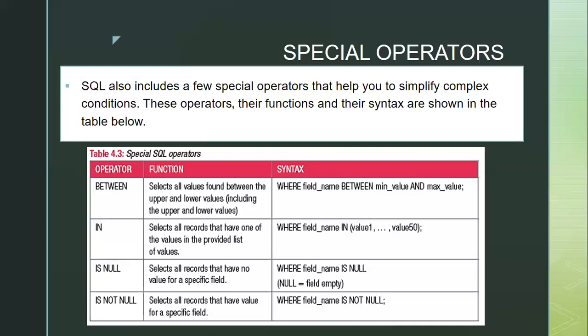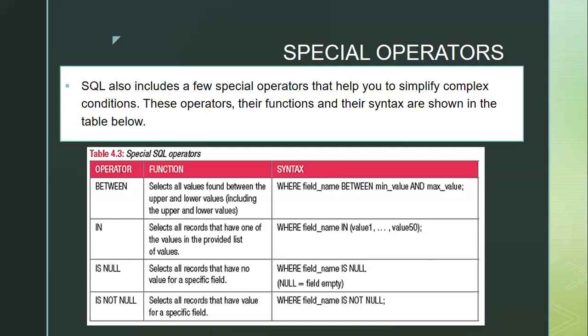Okay, let's look at the next one. In. Select all records that have one of the values in the provided list of values. So where field name in value 1 to value 50. So for example, if I said where the score is in and I make the range 60 to 100. Okay, and I would have to specify my value. So there you can see there is an array that you've now written into your SQL. Do you see how the Delphi is busy coming through?